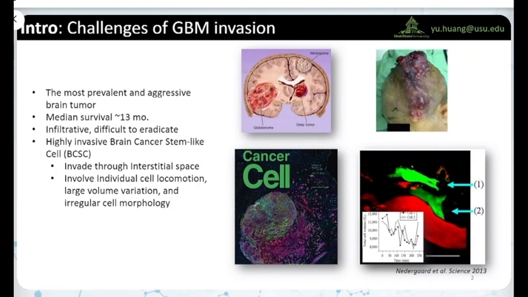And in 2013, people noticed their individual infiltration process is very unique. As you can see, the cell morphology is quite different from what you usually see for other cancer cells. And what happens is they can actually squeeze the cell body into the interstitial cell spaces and drastically change the volume to adapt to the migration paths.